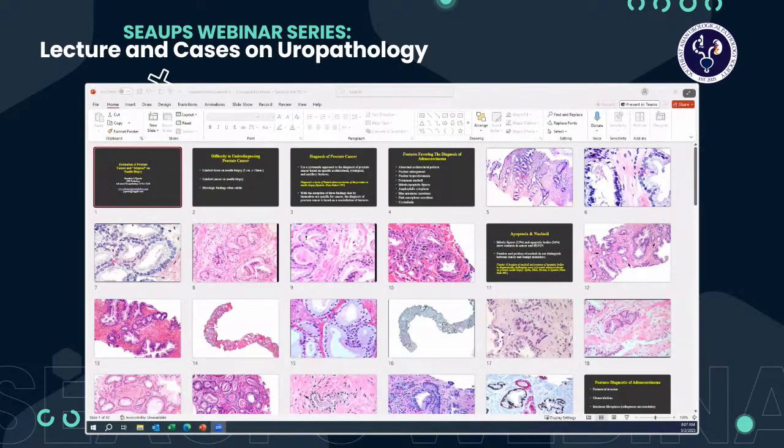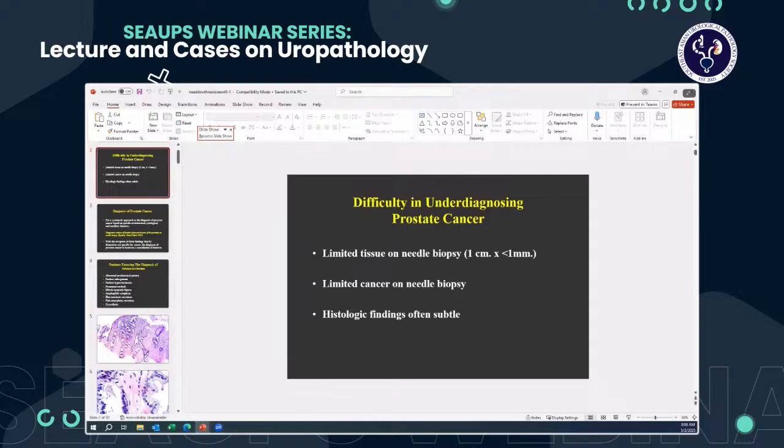Okay, hopefully everyone can see this. Yes. So I'll be discussing evaluation of prostate cancer and atypical on needle biopsy and a couple of mimickers as well.